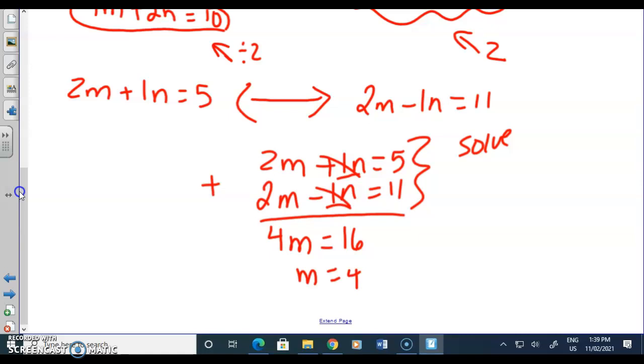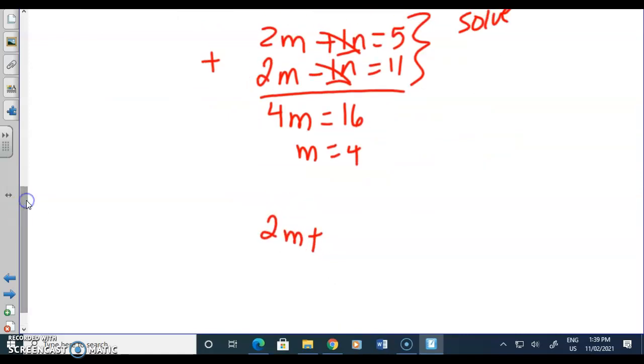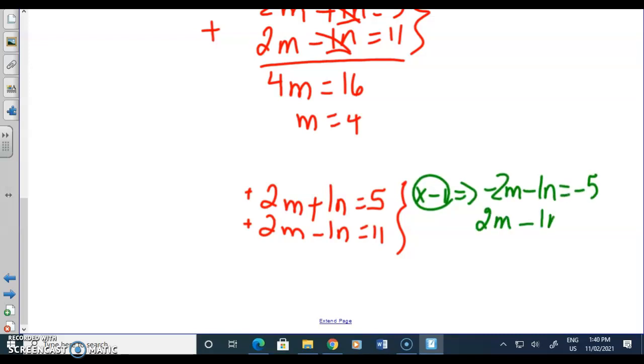I can do the exact same thing with the two m's. So I'm going to write down my two equations again. So 2m plus 1n equals 5. I have 2m minus 1n equals 11. Now, I want to get rid of my m's this time, but do you see how they're both positives? One of them has to be negative. So I'm going to times the top one by negative 1. So then I get negative 2m minus 1n equals negative 5. Keep the other one the same.